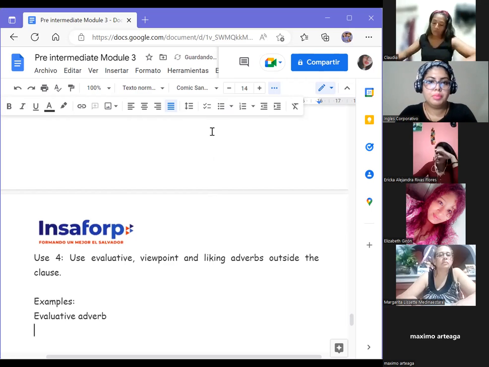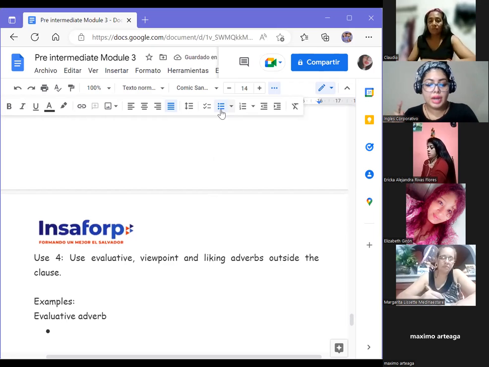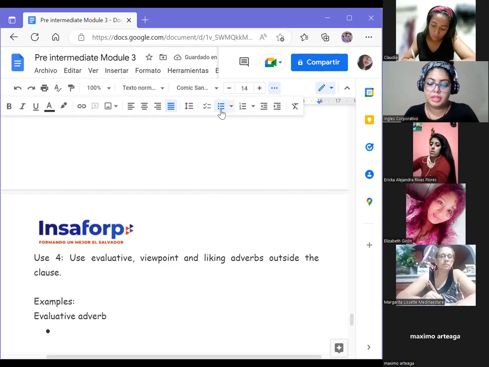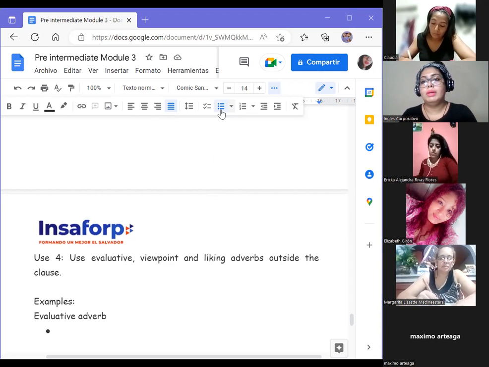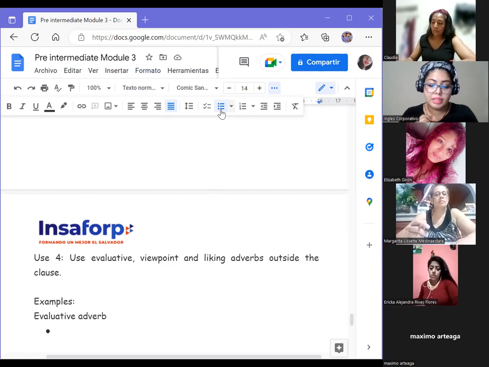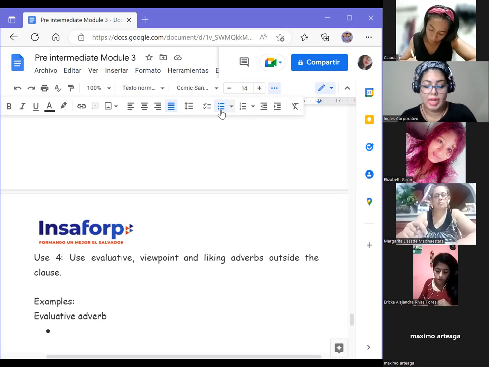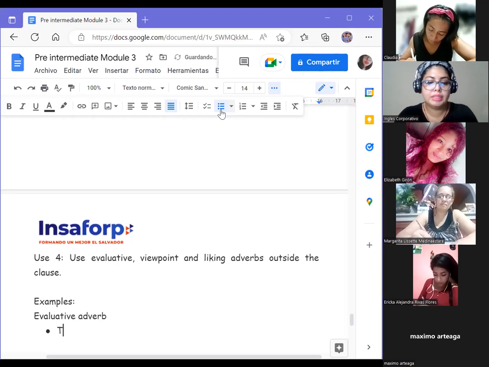And we have the example, and it says, in this case, to use an evaluative adverb, make sure it appears before the main verb and is separated by commas. En este caso, cuando vamos a utilizar adverbios evaluativos, tenemos que fijarnos que aparezca antes del verbo principal de la oración y que esté separado por una coma. So we have the example.